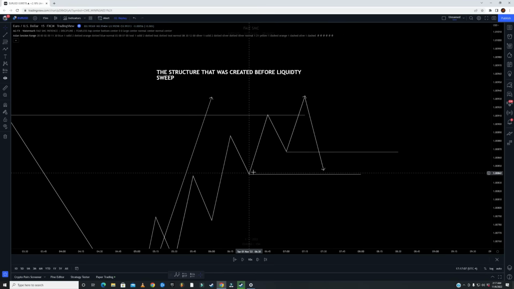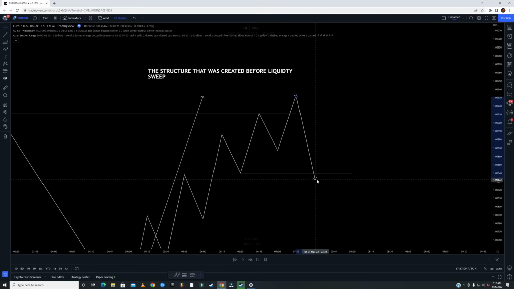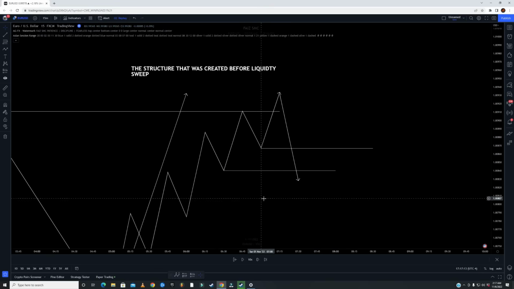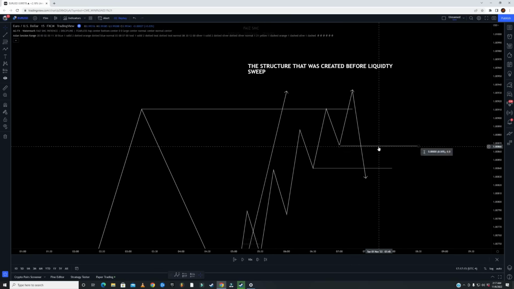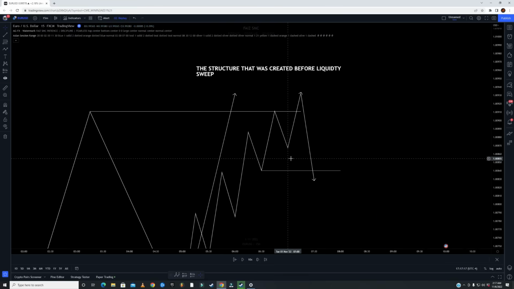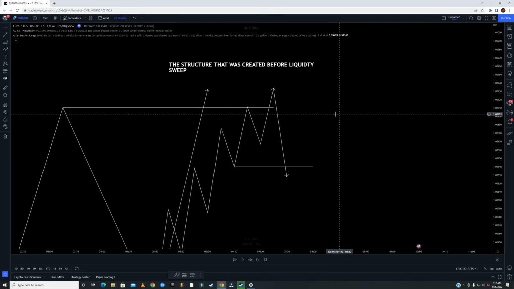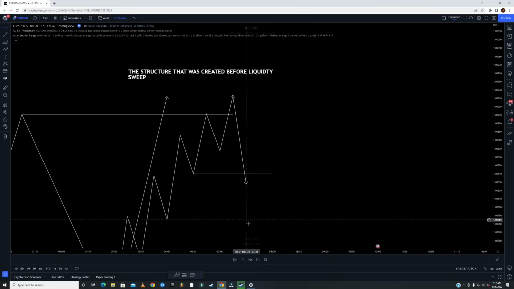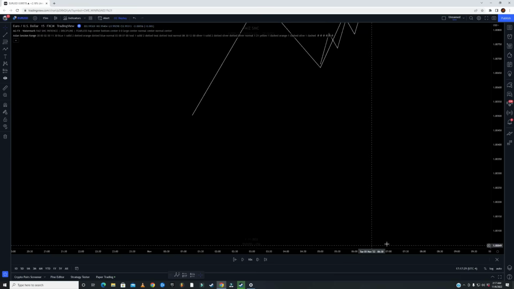So let's say price breaks this structure right around here. Now this is a valid market structure shift for me. Because this structure was created before the liquidity sweep, and I'm going to explain it to you more properly when I show you the examples. Now, what is the next rule?